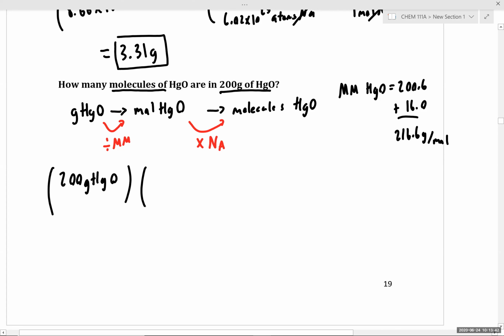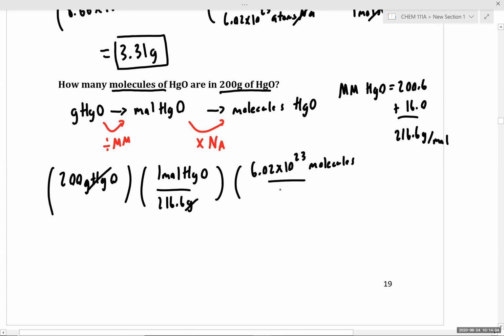Perfect. Now that we have our molar mass, we know that in 1 mole of mercury oxide, we have 216.6 grams. Grams cancel. And now to go from moles to molecules, we know that there are 6.02 times 10 to the 23rd molecules in 1 mole of mercury oxide. Moles cancel. We're left with molecules. And now all we have to do is punch this into our calculator.